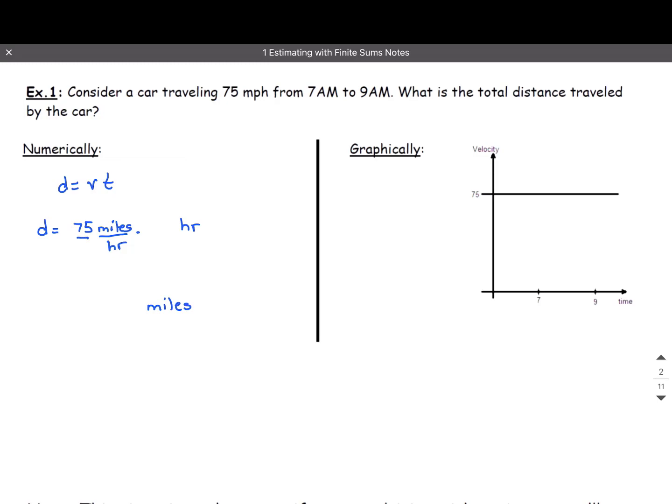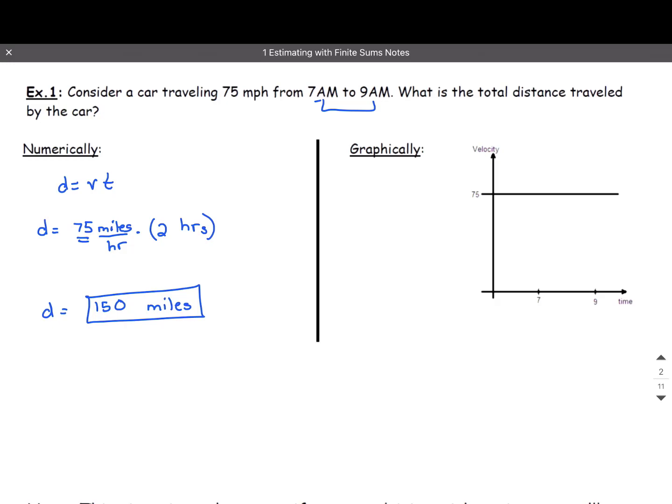So we're driving 75 miles an hour from 7 to 9 a.m. That's for a total of 2 hours. So 75 times 2, that's 150 miles that the car has driven.